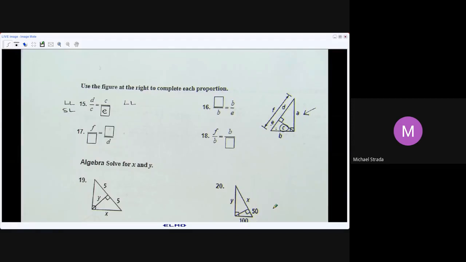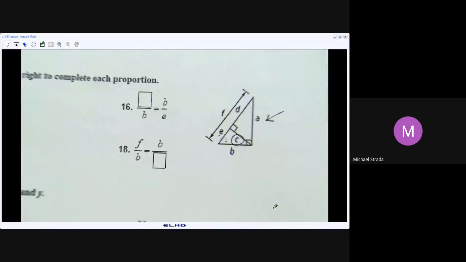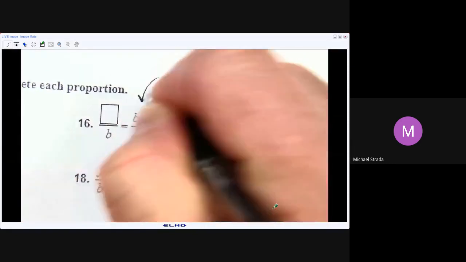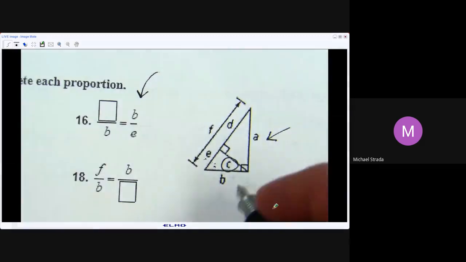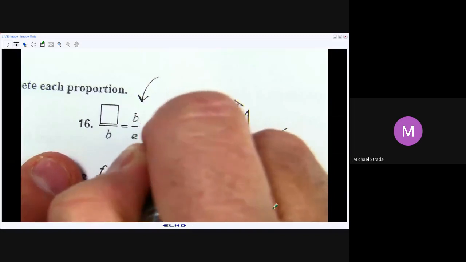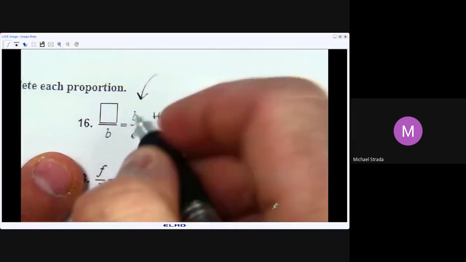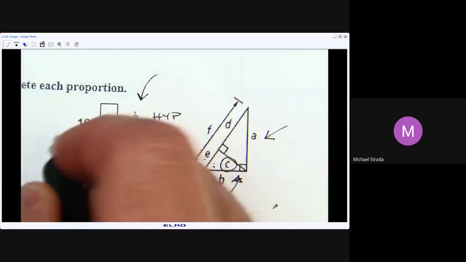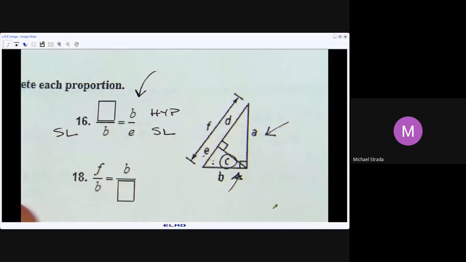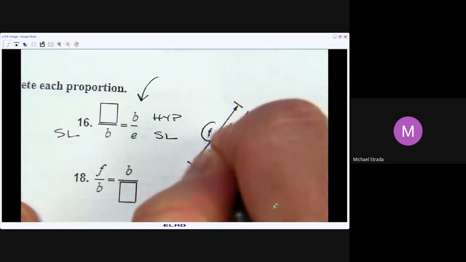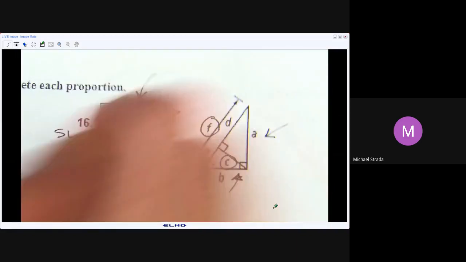All right? If I look at 16, blank over B equals B over E. So I look at the one where they give me both, B over E. That is in the lower triangle. Everybody agree that I would consider B the hypotenuse? Everybody agree that E is the short leg? So now I go to the other triangle where B is on the bottom, and that means B would have to be the short leg. B is the short leg in the entire triangle, and the hypotenuse of that is F. So F over B equals B over E.